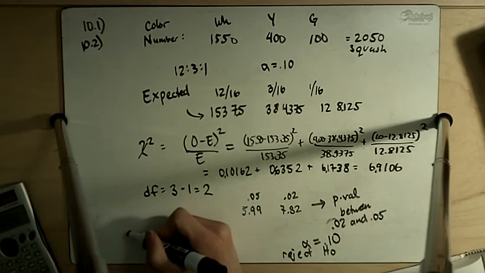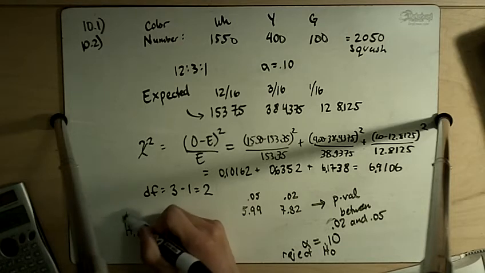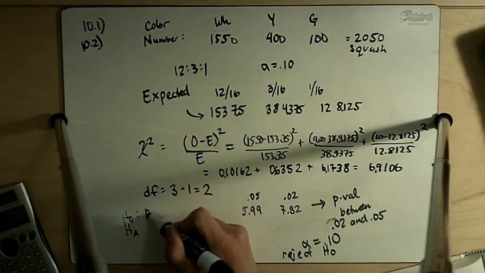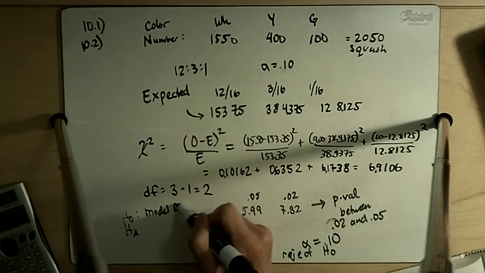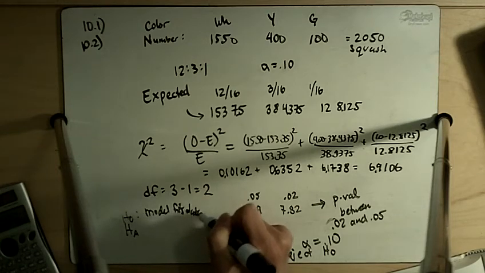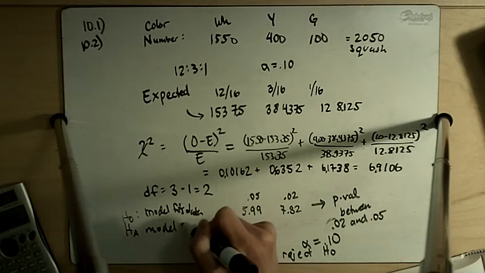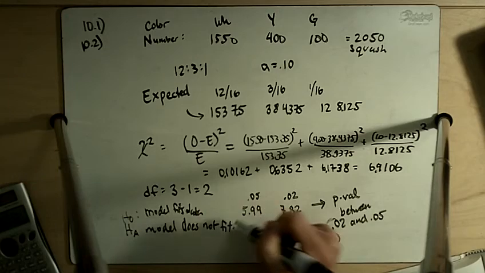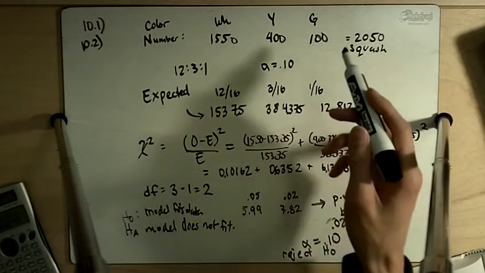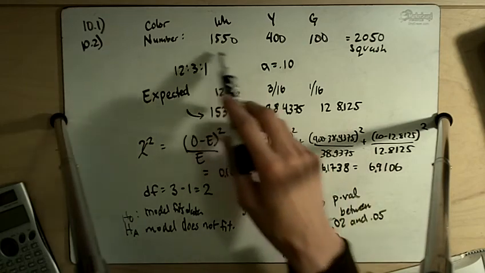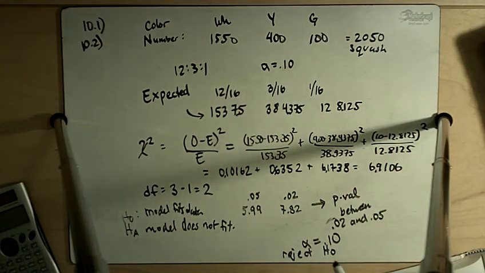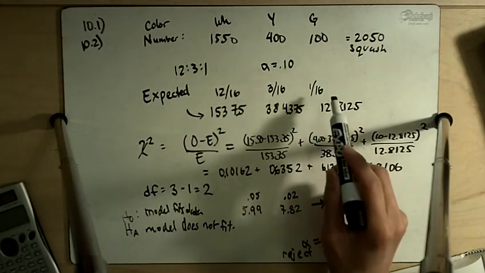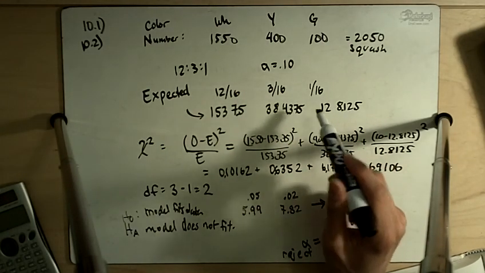Okay, and in this case, our alternative, as before, the null was the model fits the data. The alternative is that the model does not fit the data. And so if we observed 10 times as many squash and the proportions were exactly the same, we would reject the null hypothesis and say these numbers are not a good model for the data.